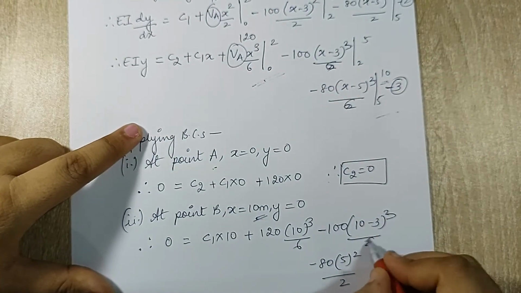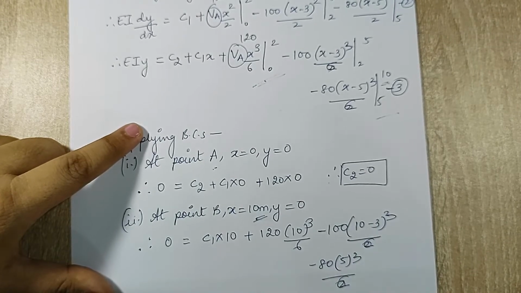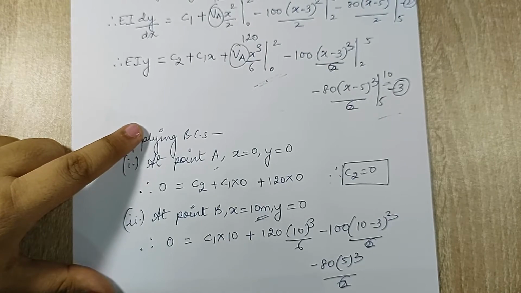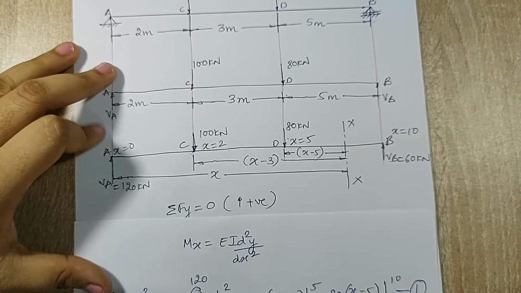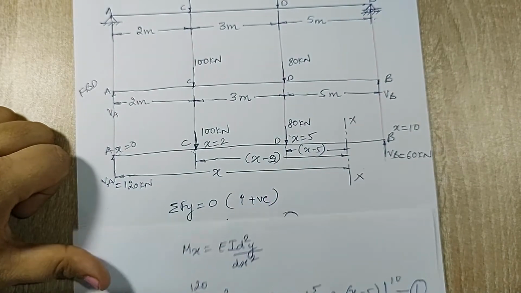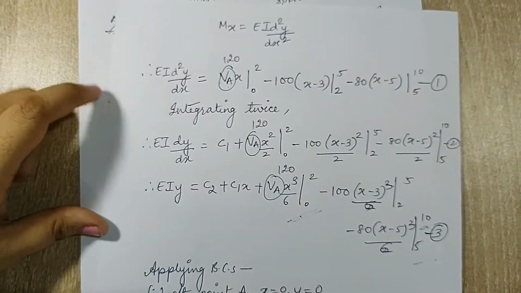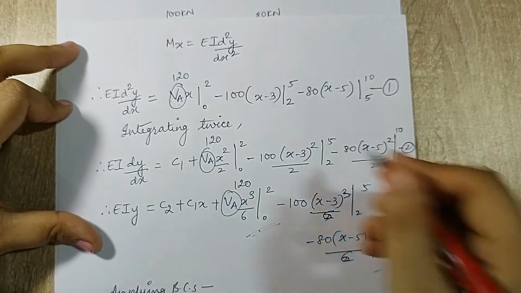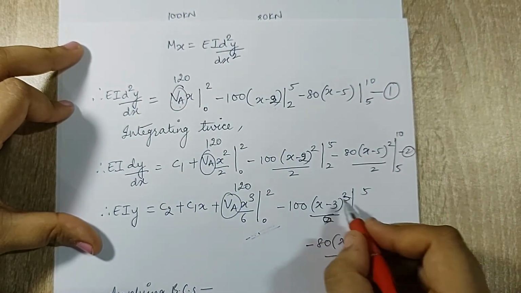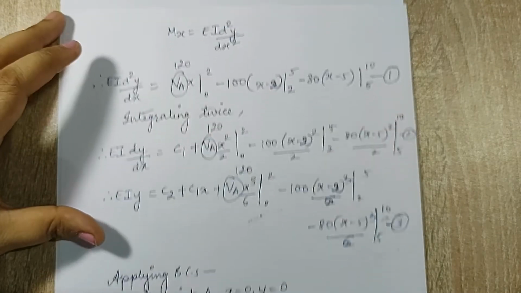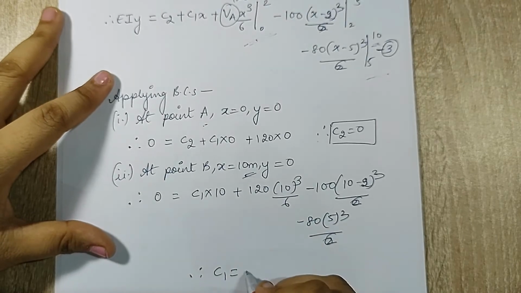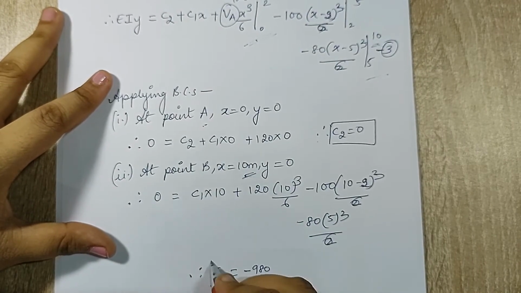So this will be cube upon 6, cube upon 6. Okay. So here when I substitute, I get the value of C1 as, okay, there is a small correction here. This was x minus 2. So my equations are going to be x minus 2, this is x minus 2, this is also x minus 2, and here I will have x minus 2. So I get the value of C1 as minus 980.